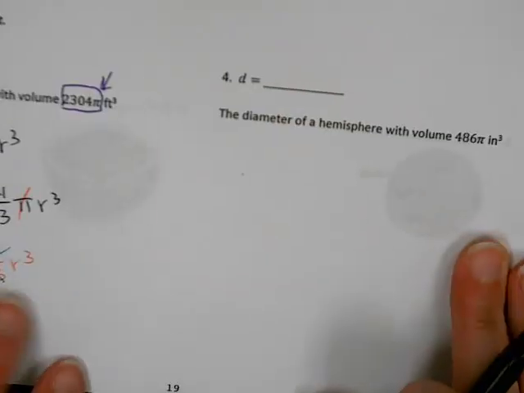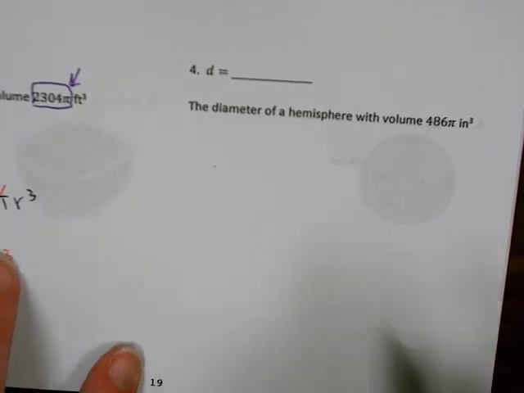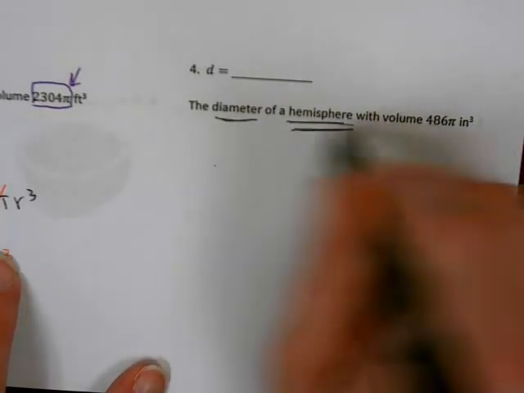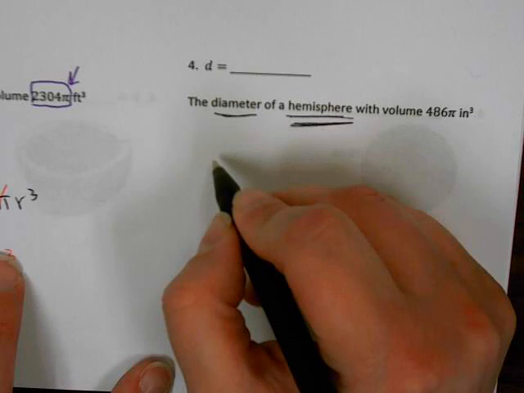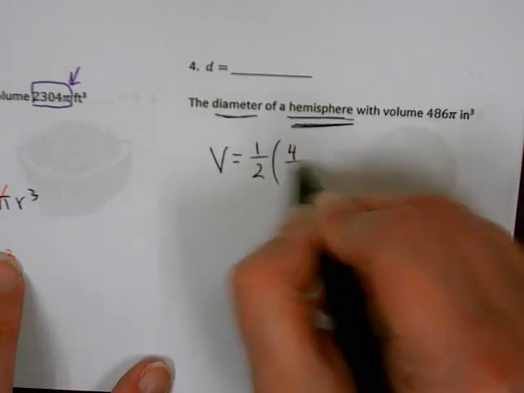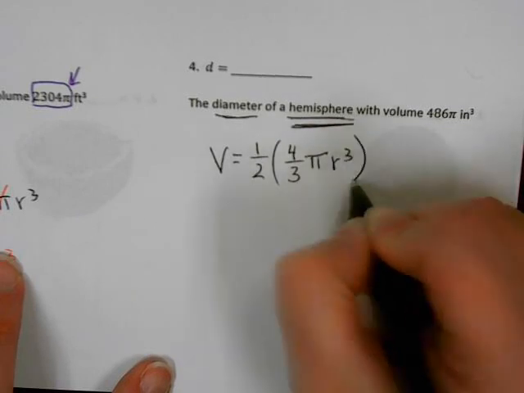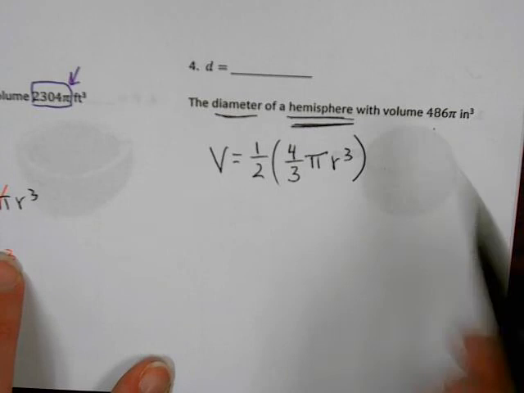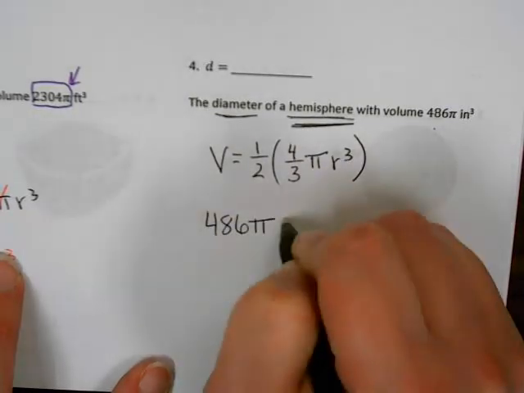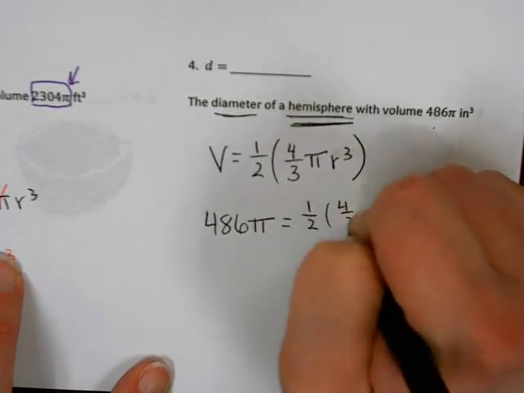And then we have to take a look at number 4. So with number 4, we want the diameter of a hemisphere. So hemisphere, first of all, we know we're going to need 1/2 the volume, so 4/3 pi r cubed. And the volume is 486 pi equals half of 4/3 pi r cubed.